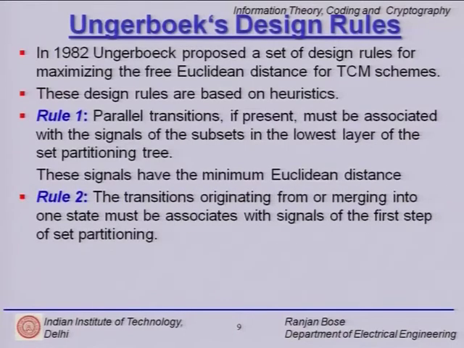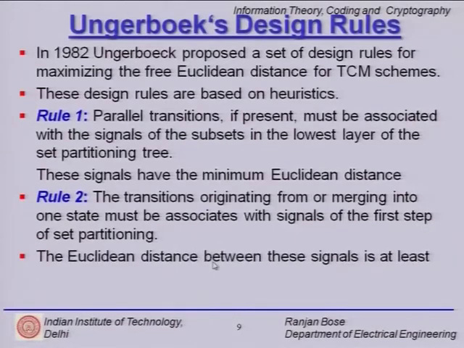Now, rule number 2 says that the transitions originating from or merging into one state must be associated with the signals of the first step of the set partitioning. So, go one step higher. First, the most damaging ones are the parallel transitions, so the symbols should be such that they are maximally apart. Then, if we do not have parallel transitions, we look at the merging and diverging paths, which should be assigned to the next higher level.